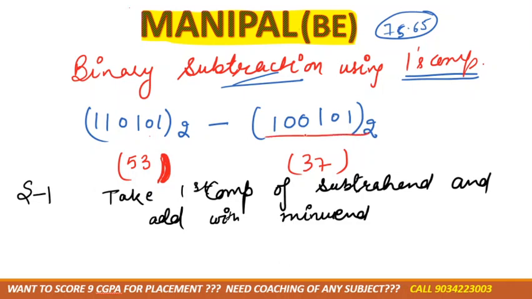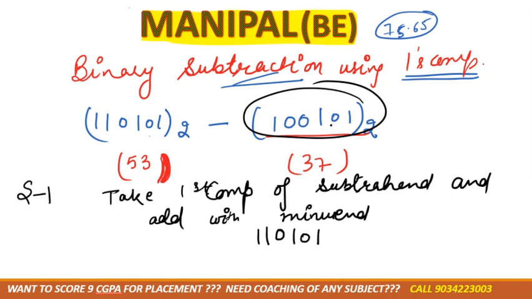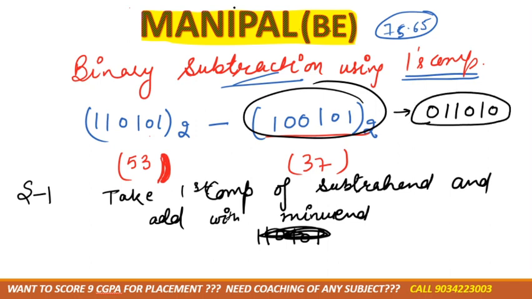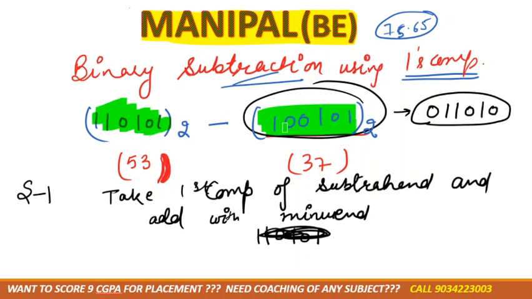But this one, the subtrahend, that would be 0 1 1 1, correct. This one is the subtrahend and this one is the minuend. We need to take the one's complement of the subtrahend.